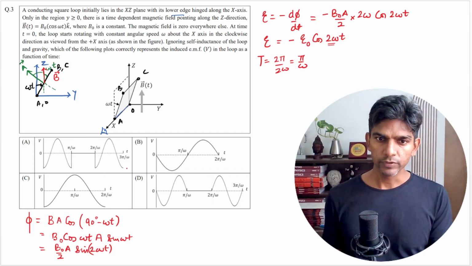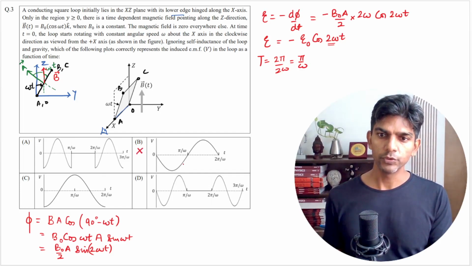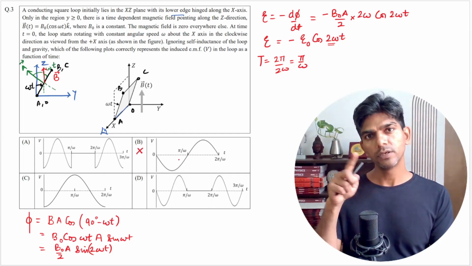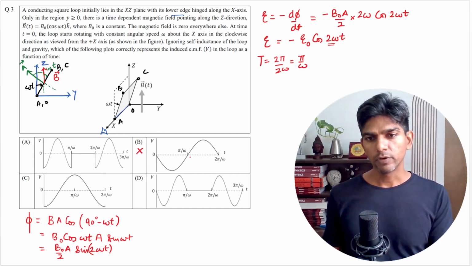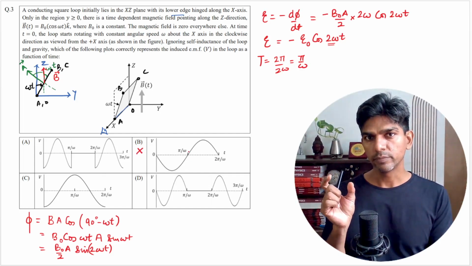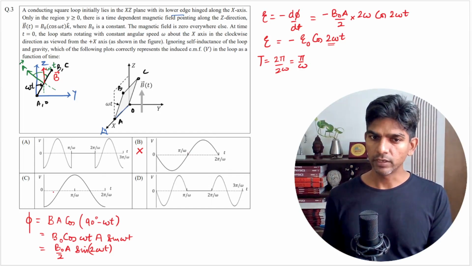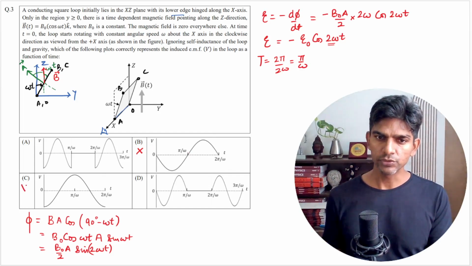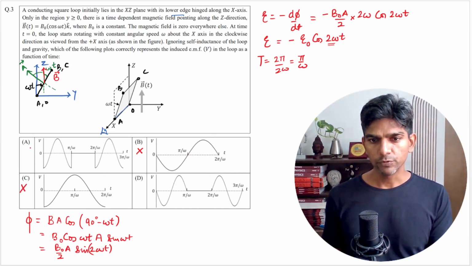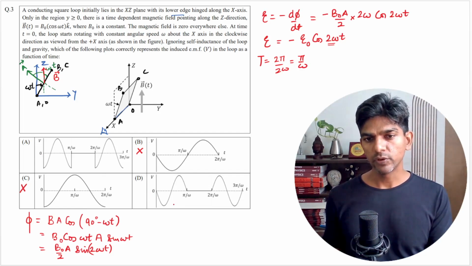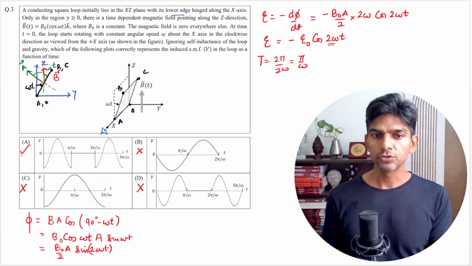So it's a cosine function. If you look at the options, we can say option B is incorrect, because we know that when it completes one rotation, there will be an instant when the induced EMF will be 0. So B is wrong. C is also wrong, right? Now we have to check for A and D. If you look at D, it is basically a negative sine function, right? So D is also incorrect. So the correct answer should be option A.